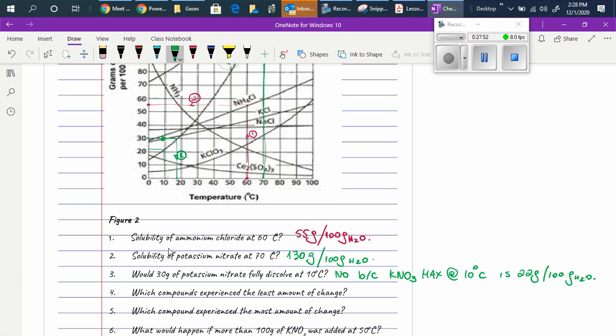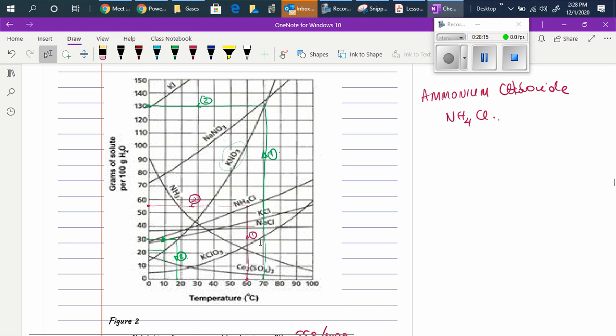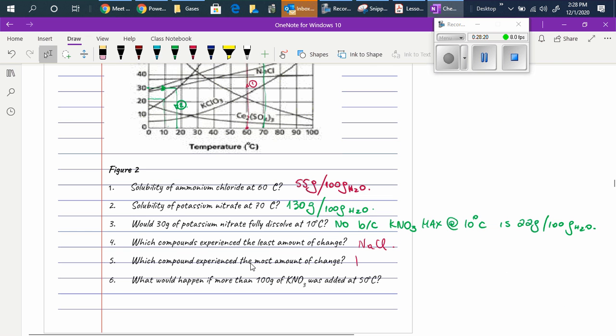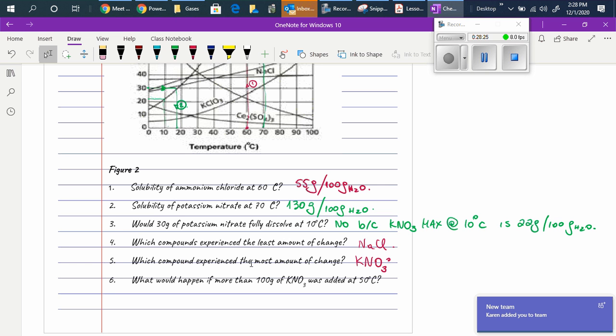Which compound experiences the least amount of change? The one that has the most flat line, and it is table salt. Which compound experienced the most amount of change? It's the one that has the steepest line, and when you see here, the steepest line is KNO3.